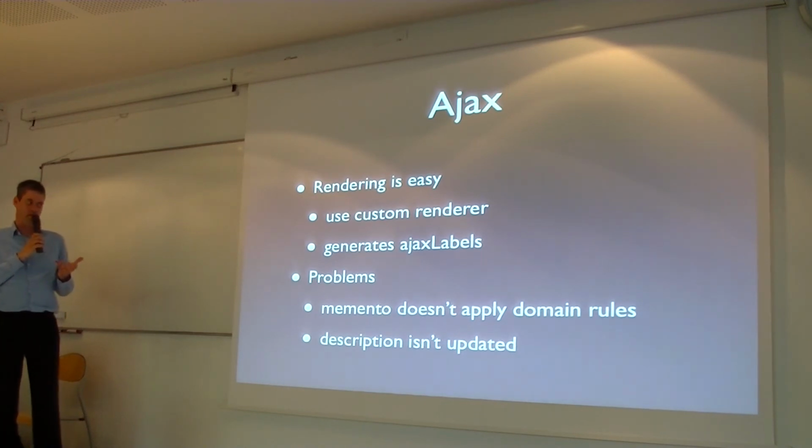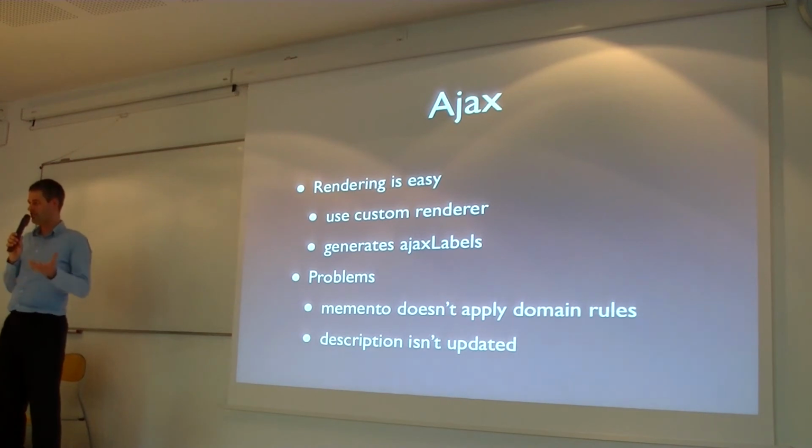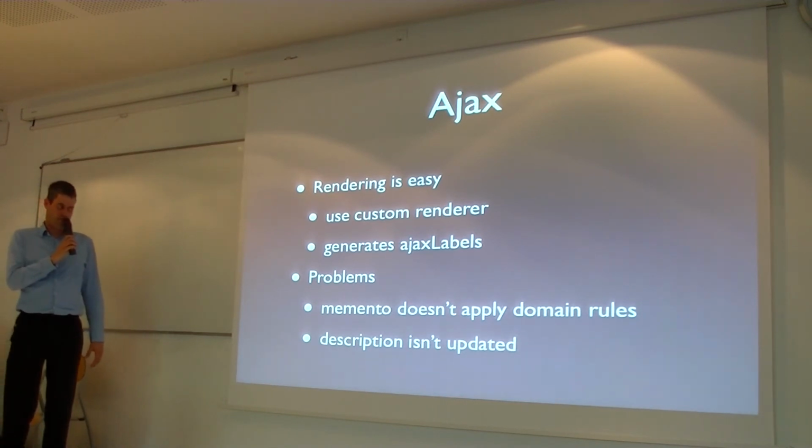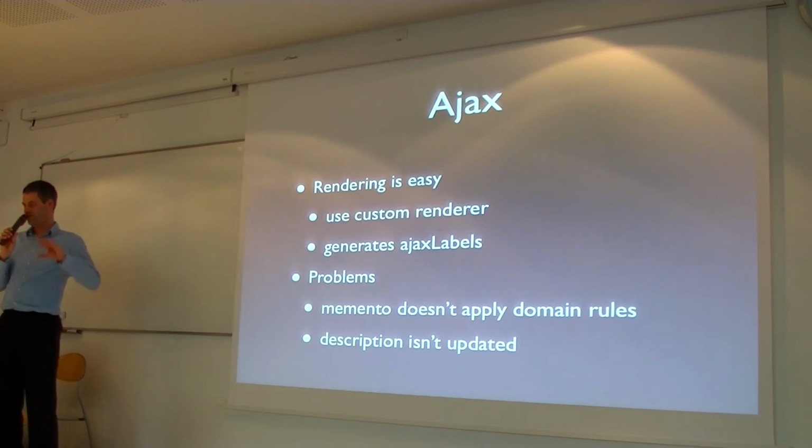For instance, a Memento doesn't apply domain rules. So when you say in your object that when you assign something to the first name, then your full name will be changed. But in your Memento, your full name will still be the copy of the full name of the original object, which isn't the full name as the full name should be. Also, the description isn't updated, so if you have a field that should only be visible in a certain state, then it doesn't appear magically. The description is still static.